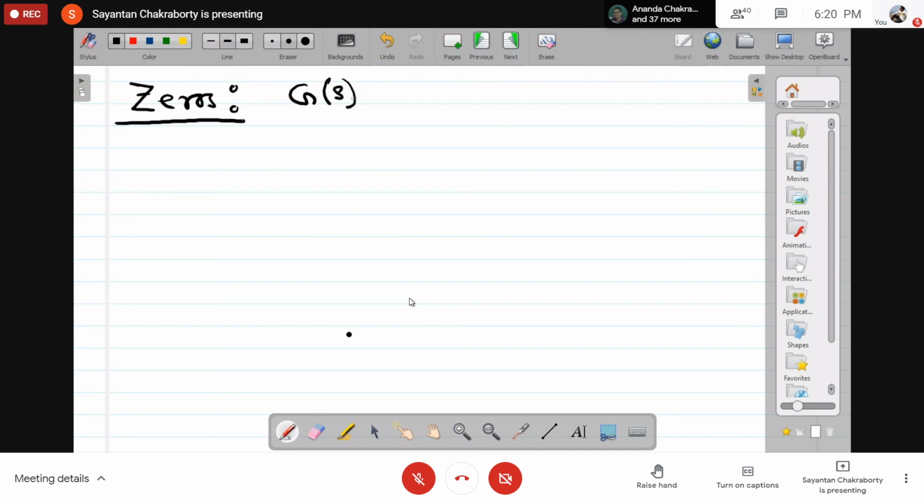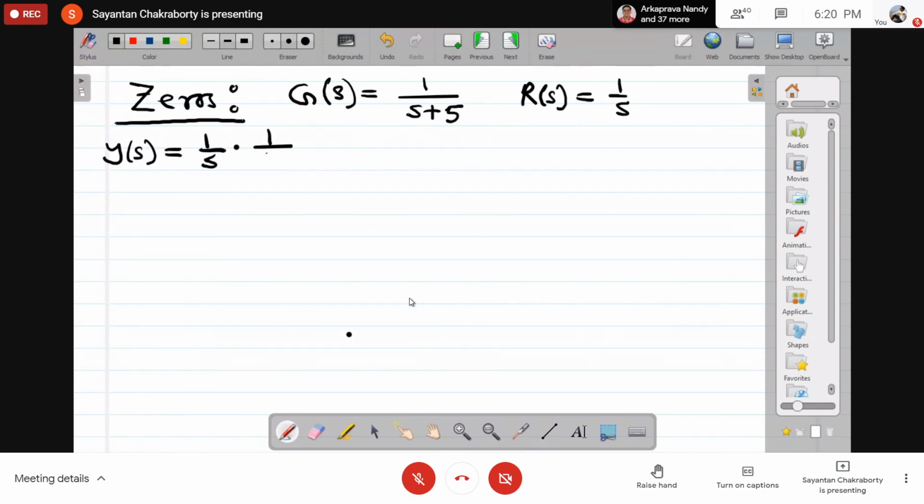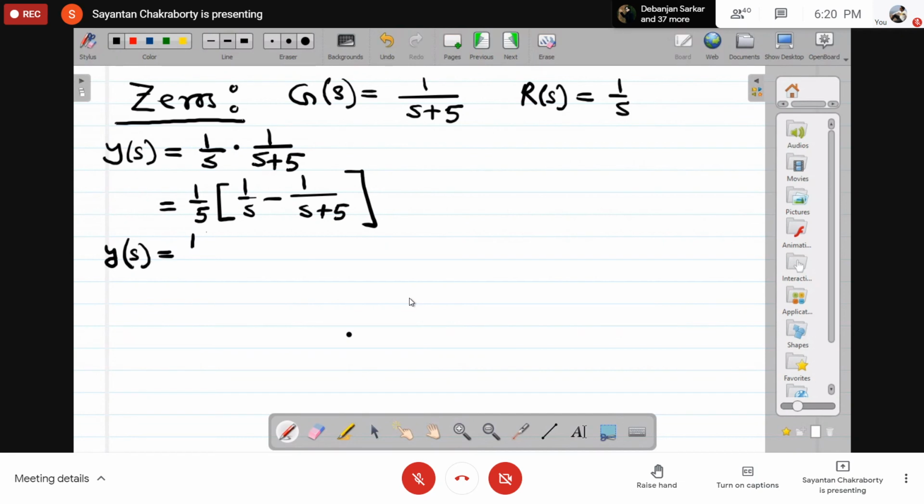Suppose we have a system G(s) given by 1 by s plus 5, which is excited by a step input 1 by s. So what will be your Y(s)? If you take partial fractions, what you'll get? Your Y(s) can be written as 1/5 divided by s minus 1/5 divided by s plus 5, right? Or what I'll do, I'll put this as plus and this as minus.